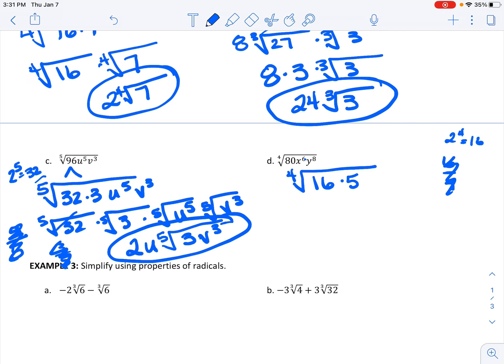Oh, 2. So I can separate my x to the 6th into 2 groups, x to the 4th and x squared. And my y to the 8th can split into y to the 4th and y to the 4th. And I can take out 2 of those. So technically, I'll be taking out y squared. Got it. Okay.